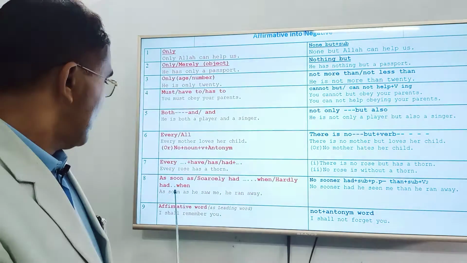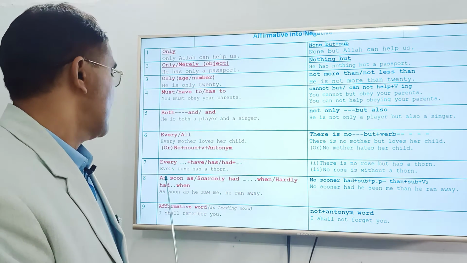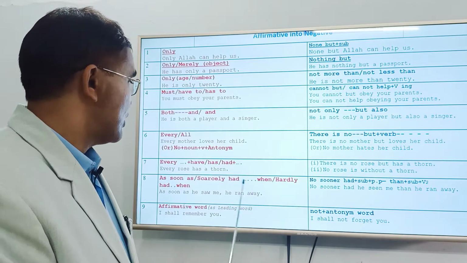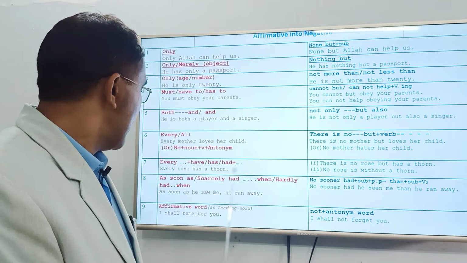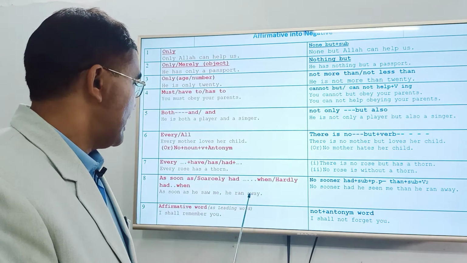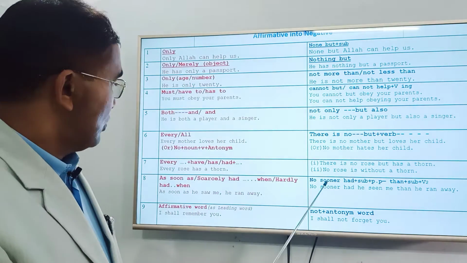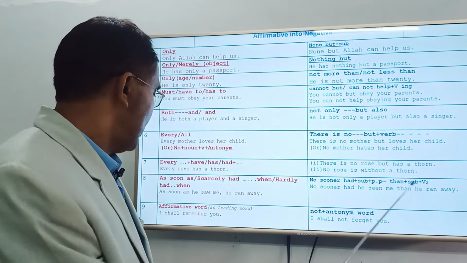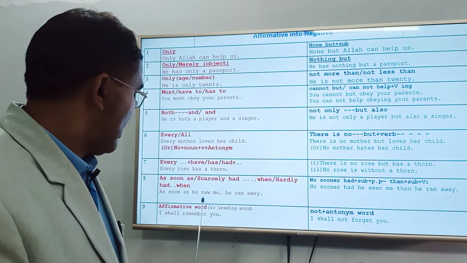Now, if we find any affirmative sentence with as soon as, the negative can use scarcely had when or hardly had when. As soon as he saw me, he ran away. This can be no sooner had he seen me than he ran away. Okay, next rule.